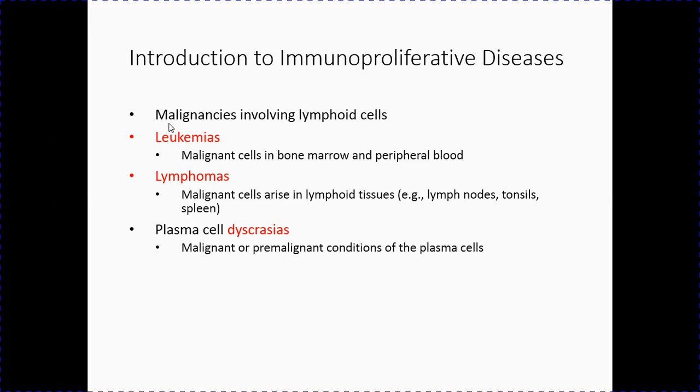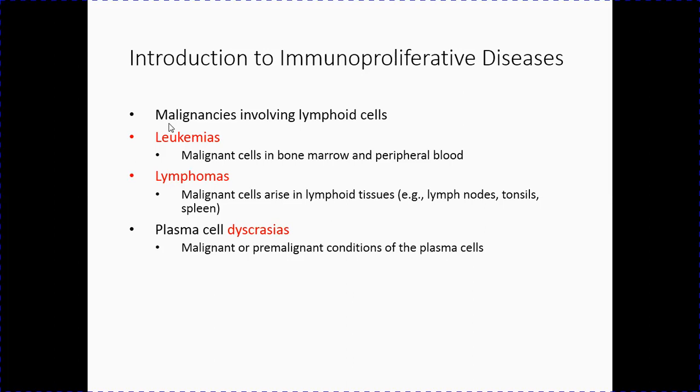Lymphomas, on the other hand, are malignant cells that arise or form from lymphoid tissues, things that we know, lymph nodes, tonsils, spleens, things like that, instead of the bone marrow. So they arise from those lymphoid tissues.